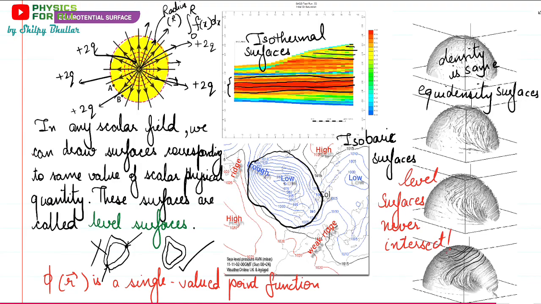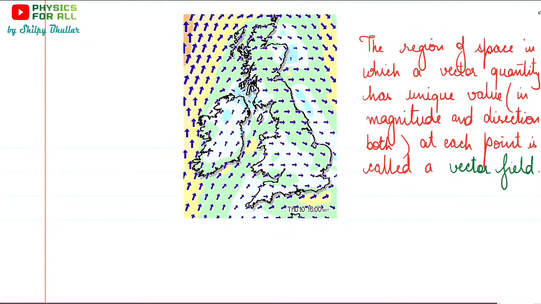Now let's discuss the vector field. Let's talk about vector field, the region of space in which a vector quantity has a unique value. That unique value includes both magnitude and direction at each point, and it is called a vector field. Obviously, when you have a vector, the space around which you can experience the force or the effect of that vector is known as its field. So the field around a vector is a vector field. Thus, in that region, everywhere there would be the same value. So that vector quantity would be having a unique value.